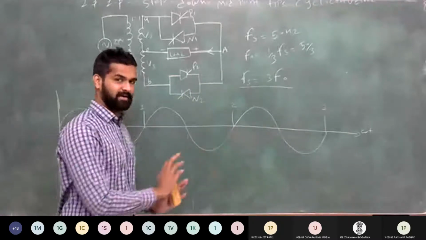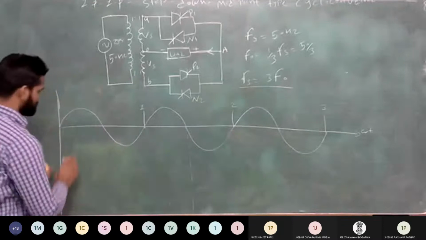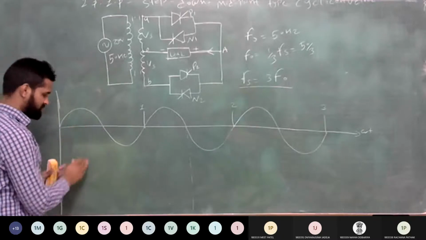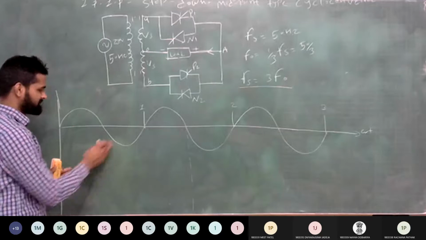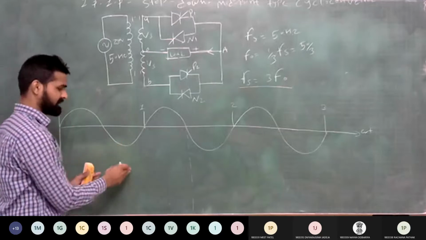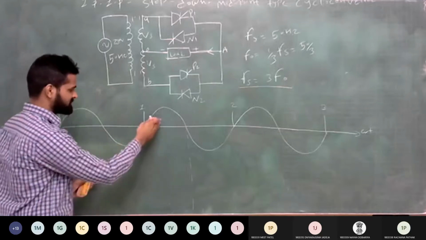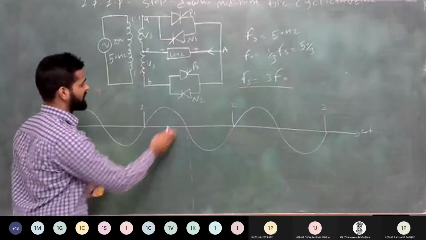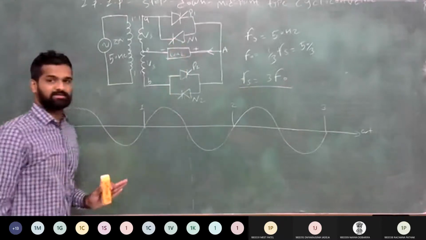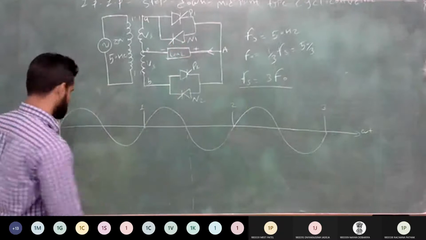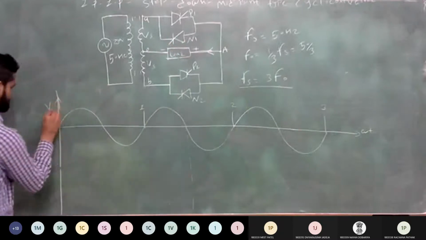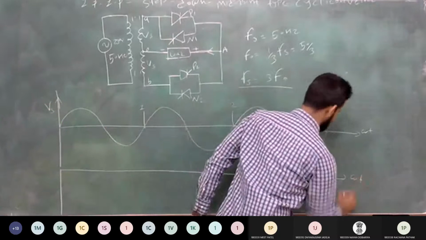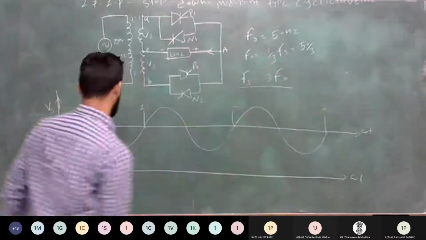Okay, positive and negative. So in this positive cycle of your supply, you get the positive voltage. In this negative supply, again you require the positive voltage. In this positive supply, again you require the positive voltage. So based on that, you turn on the thyristors. Clear? So let's derive the output voltage at this frequency. F0 is equal to 1 by 3 Fs.